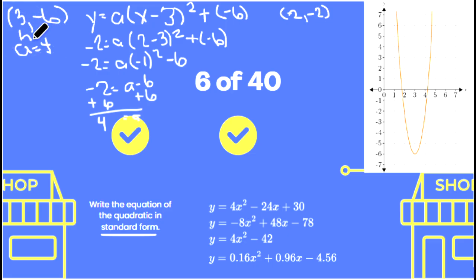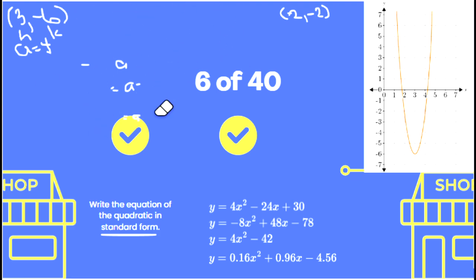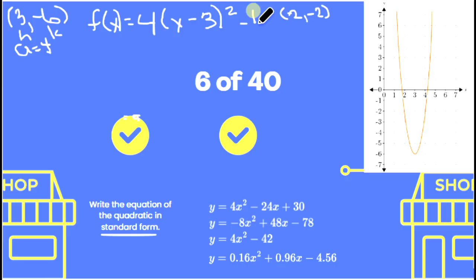We have h, we have k, and we have a. I'm going to erase all of this so I have room to work. And what we need to do is take our vertex form and translate it into standard form because that's what the problem wants us to do. So our vertex form is f of x equals a, which is 4, times (x minus h, which is 3) squared, plus k, which is -6.